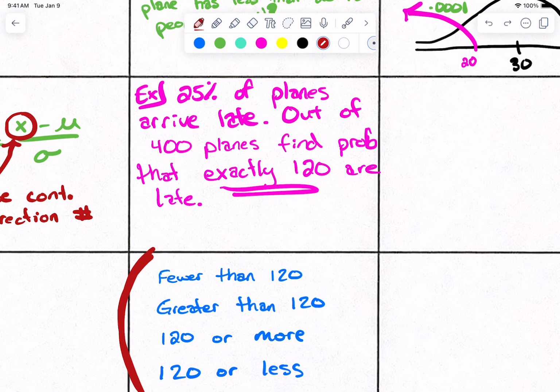That's a made up number. It shouldn't be that high. But I'm just saying 25% of planes are arriving late. If I have 400 planes total, find the probability that exactly 120 of them are late. Okay, that's what we're solving for right now. I'll give you a second to write that down.